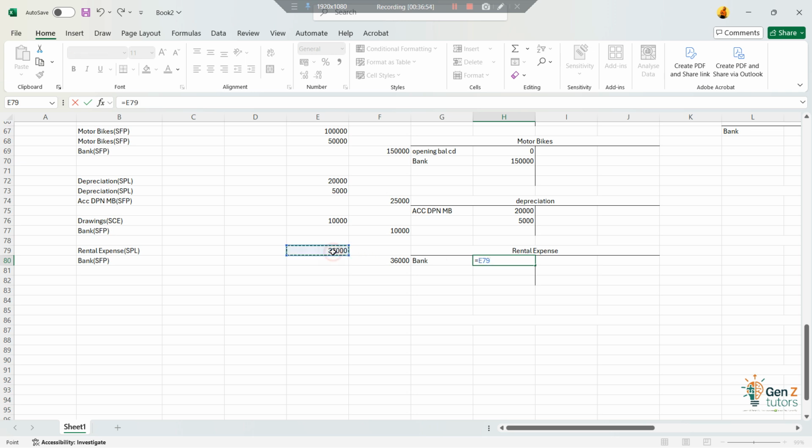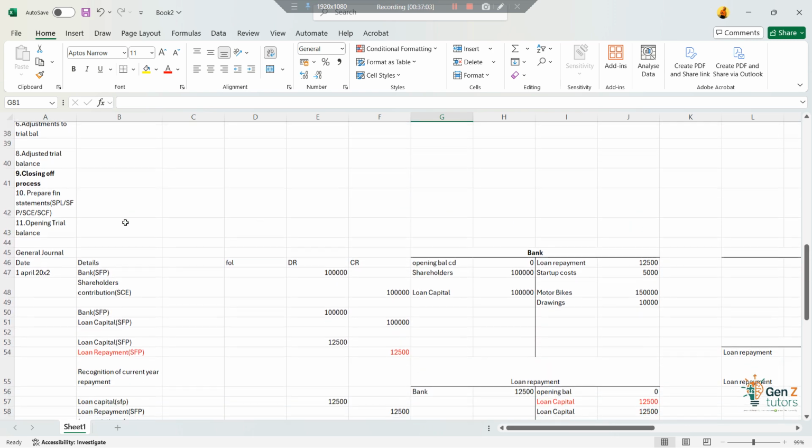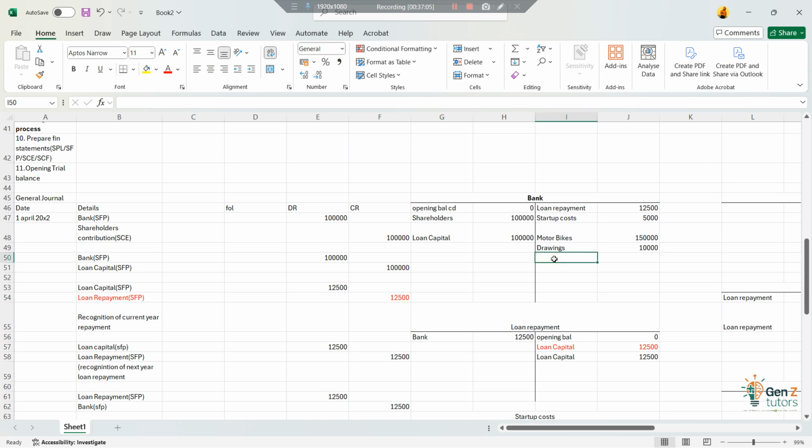Just make an assumption that we paid with bank, which is going to be our SFP over here. Then just use that over here. Then immediately you go into what? Open what? Rental expense ledger. Then you say rental expense.